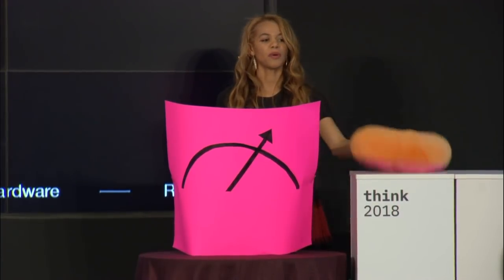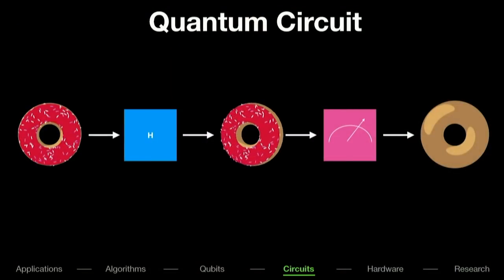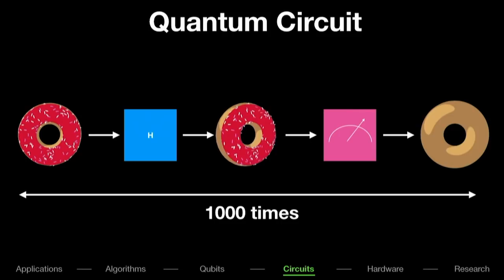So we can put multiple of these quantum gates together to create a quantum circuit. This is a simple quantum circuit that demonstrates superposition. We have a donut that is in the frosted state. It goes through the gate to put it into superposition, so it starts spinning. And then we put it through the measurement device, which makes it land either on its frosted or its plain side. And we can run this 1,000 times.